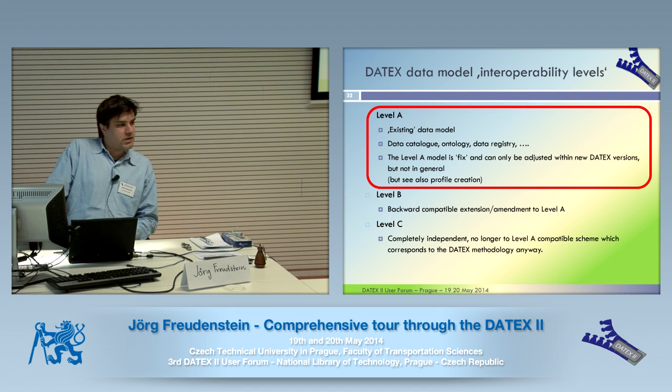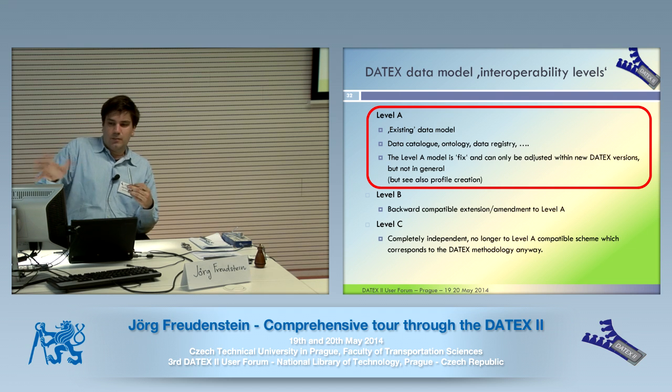But the interesting thing, of course, is to make extensions, because you are able to extend level A with a level B extension. And this is one very good point in Datex, that you can even do this backwards compatible to level A. I will explain this in my second session. And there's also the possibility to make a level C extension. That means you are not dealing anymore with the Datex level A, but you are dealing with the Datex principles. So you make something very new with your own namespace.